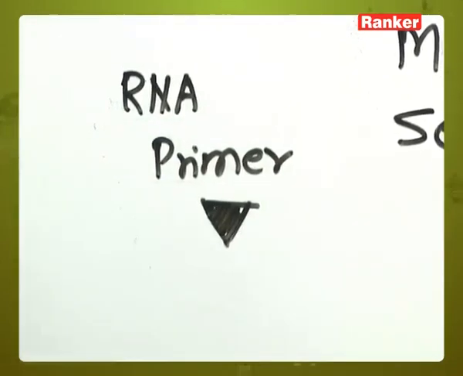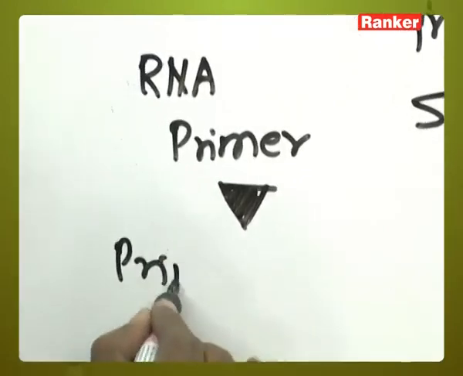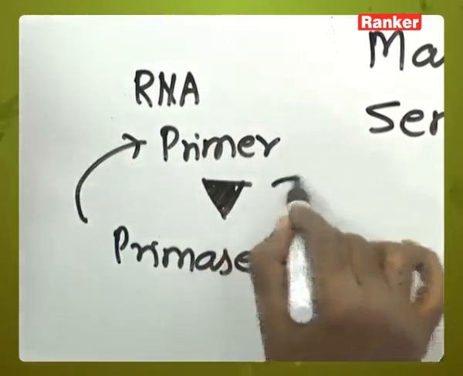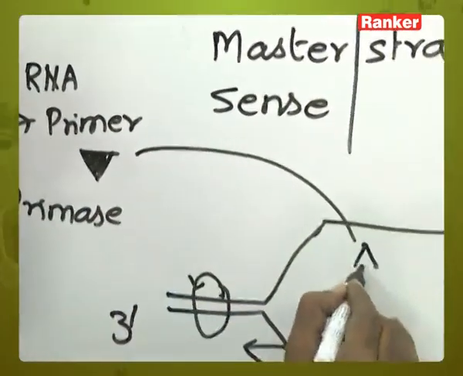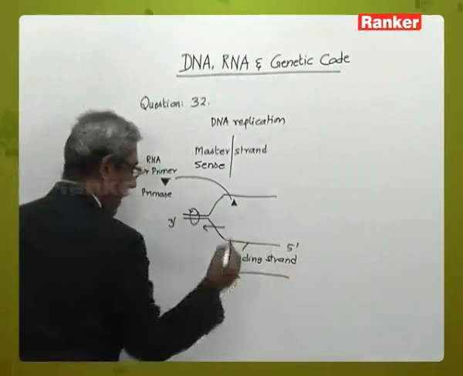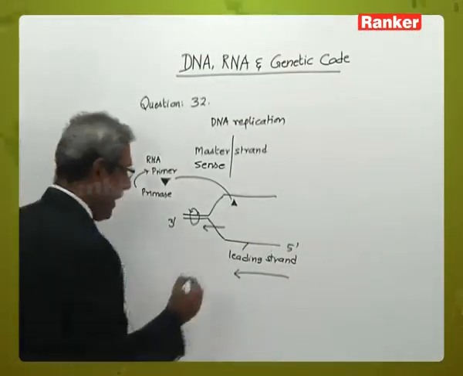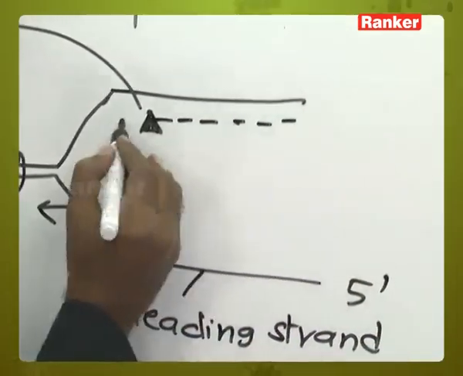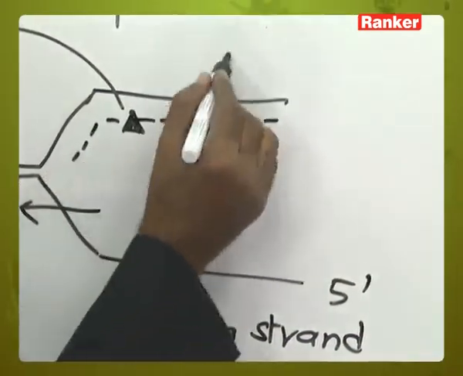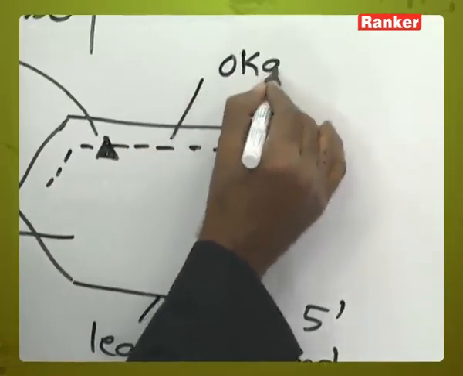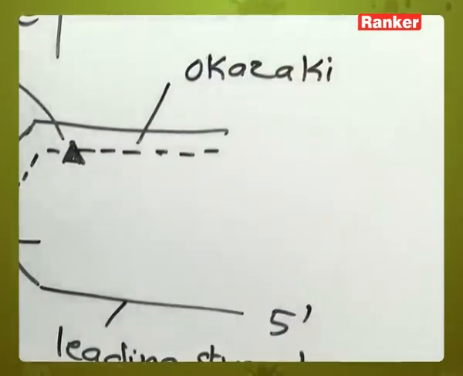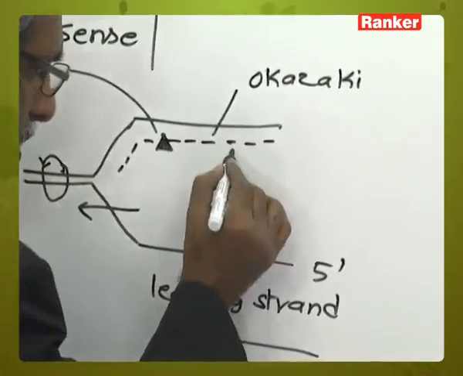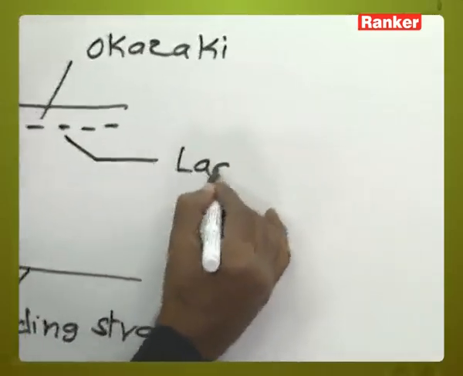This RNA primer is synthesized by a primase enzyme. The primase enzyme takes the primer, and the primer loads at a site near the leading strand and synthesizes small bits of DNA, and these small bits of DNA are termed Okazaki fragments. So, Okazaki fragments are always associated with the strand termed the lagging strand.